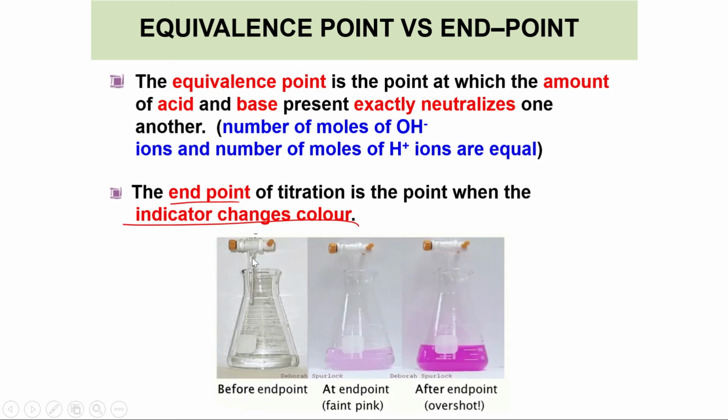For example, in this titration we use phenolphthalein, so we can see that this is before the endpoint initially, and then this is at the endpoint, faint pink, and this is after the endpoint. That means this is the overshoot. So we need to get this point. Okay, this is the endpoint. When you get the faint pink, when we use phenolphthalein, you need to stop, because it indicates that you have reached your equivalence point. So, are you able to distinguish it? Yes.